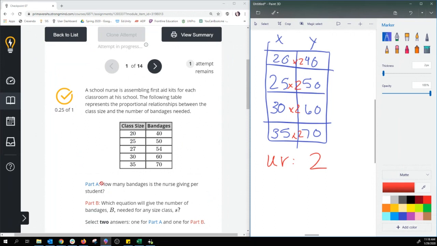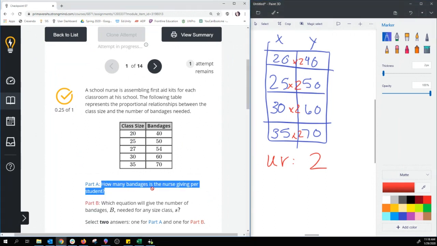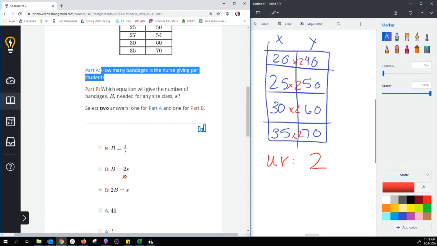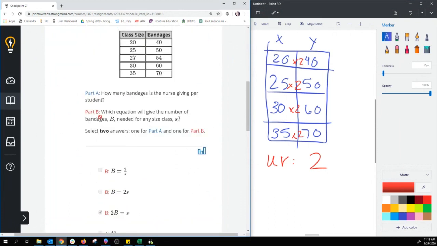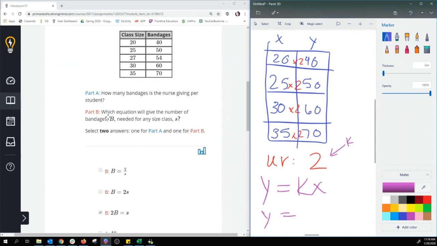Then part A says, how many bandages is the nurse giving per student? So 2, she's giving 2 bandages per student. So this is correct. And then for part B wants the equation. So remember your equation, we're still using y equals kx. And k is our unit rate. So your unit rate is always going to be your k. So I'm going to have y equals 2 times x.